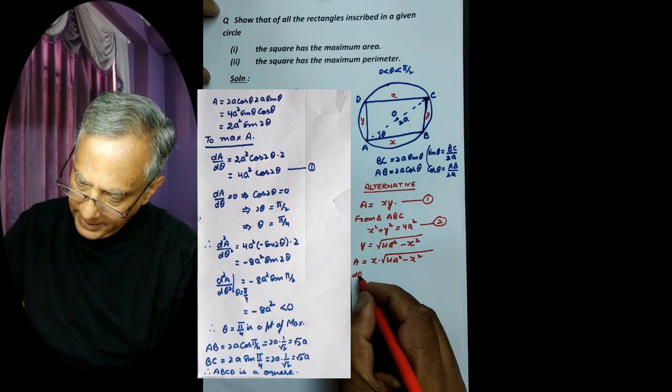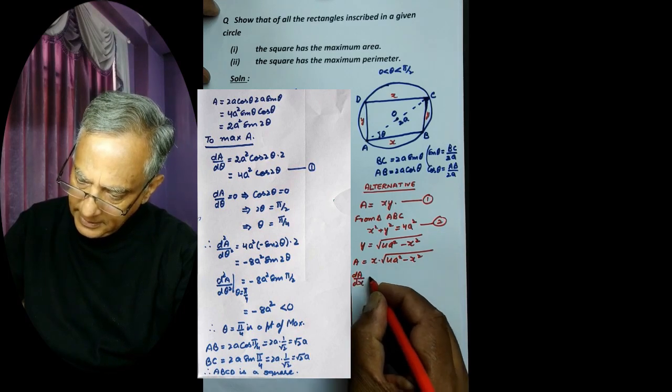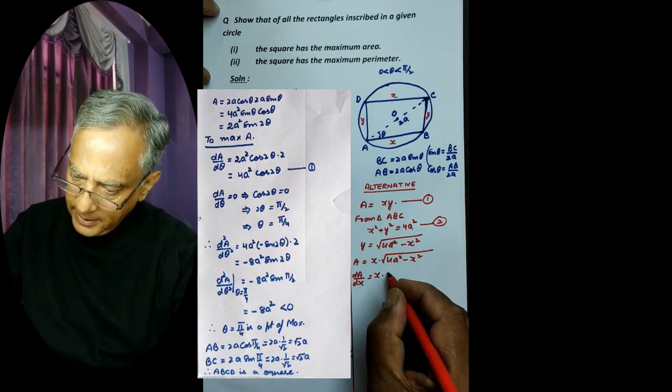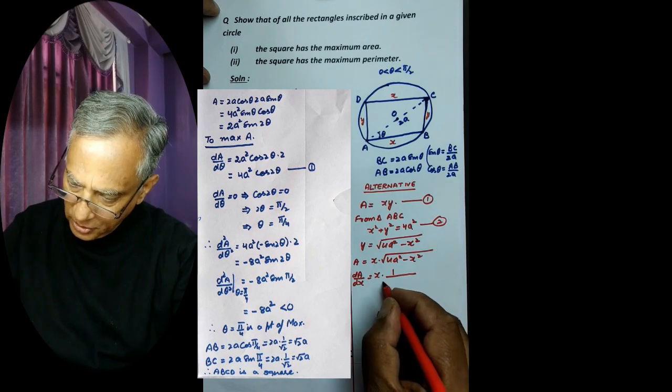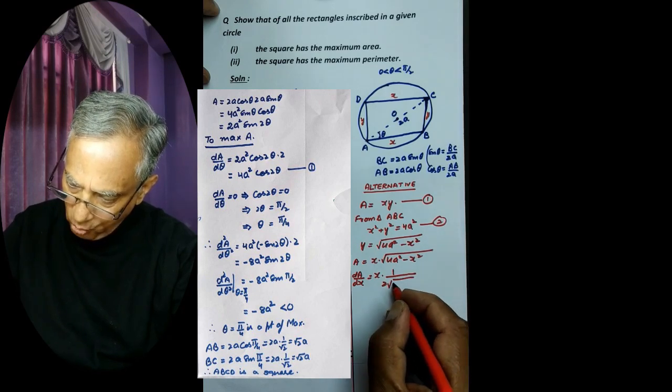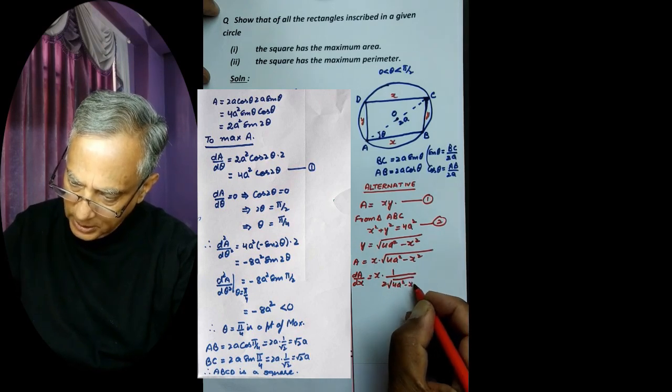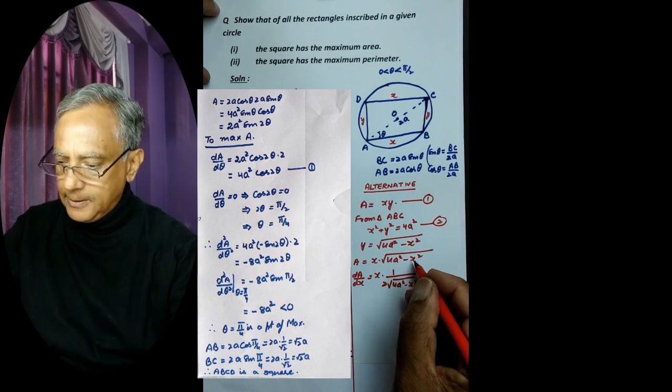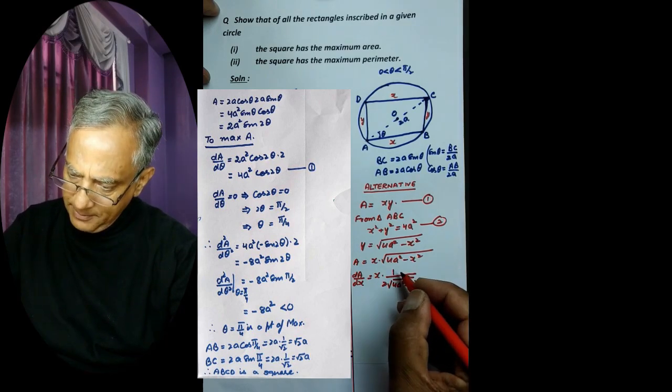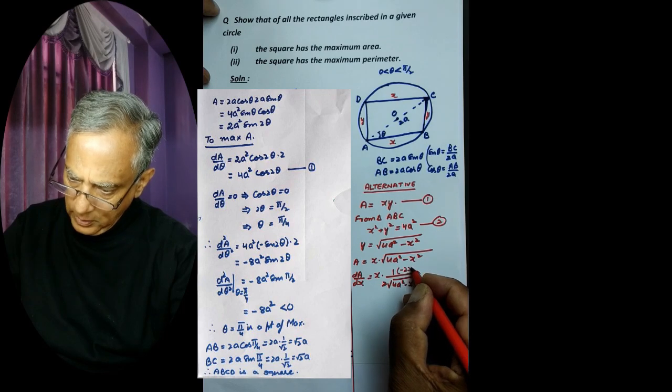Therefore, dA by dx is equal to first function into differential of this. Differential of this will be 1 by 2 root of 4a square minus x square into differential of inner function. Differential of inner function is minus 2x.